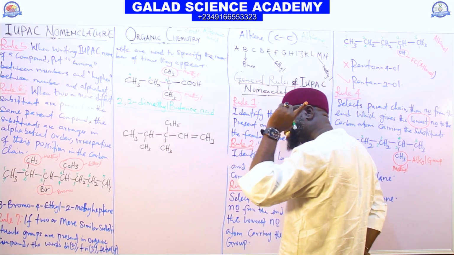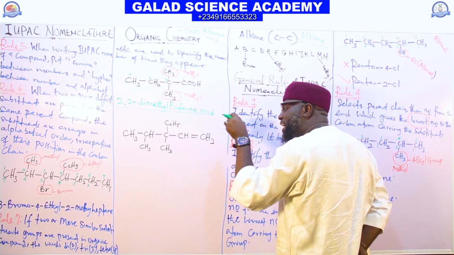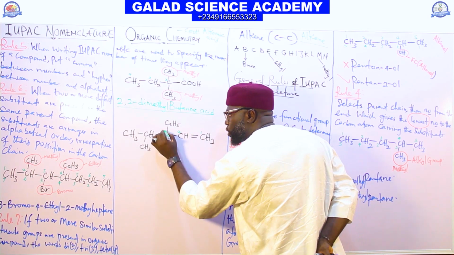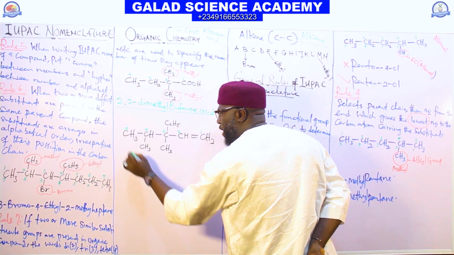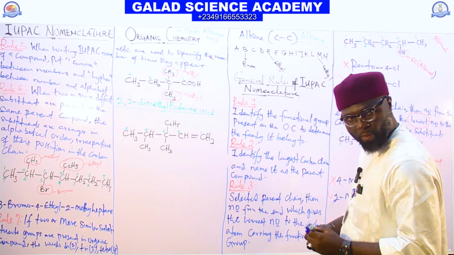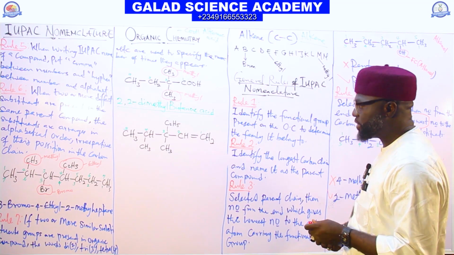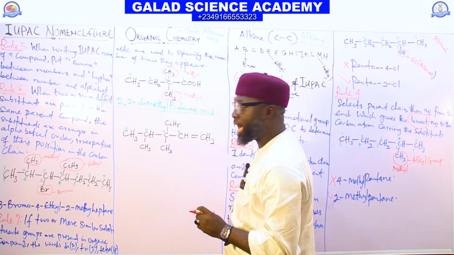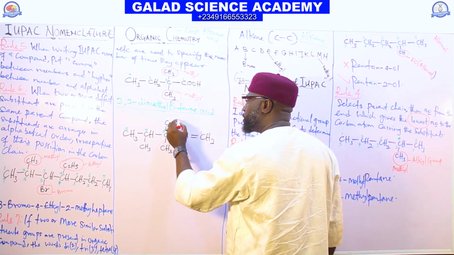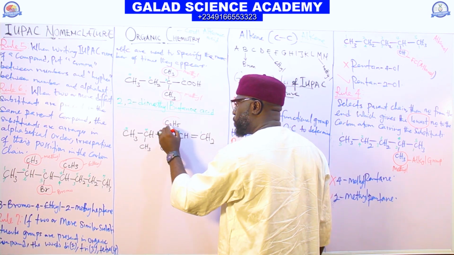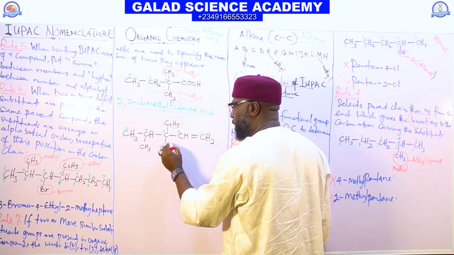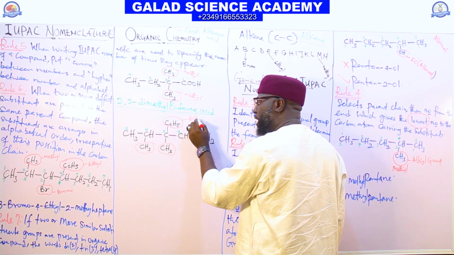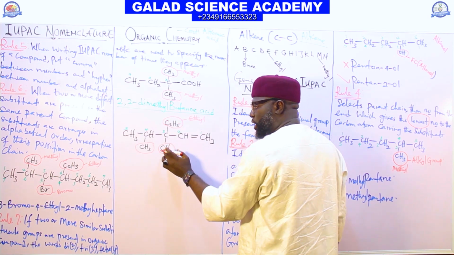Count it. Always start your numbering from the carbon that is very close to the functional group: 1, 2, 3, 4, 5. If it is 5, how many substituent groups do we have? 3. One here, another one here, another one here. This one up here is an ethyl, because it has 2 carbons. This one has 1 carbon.